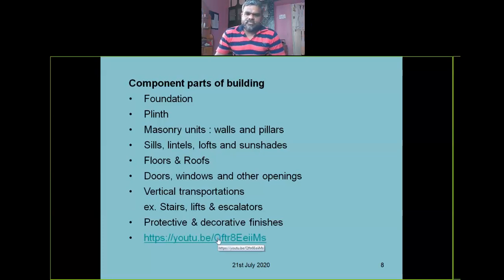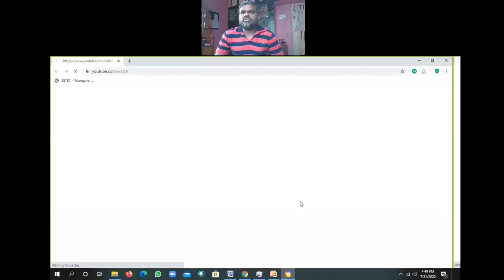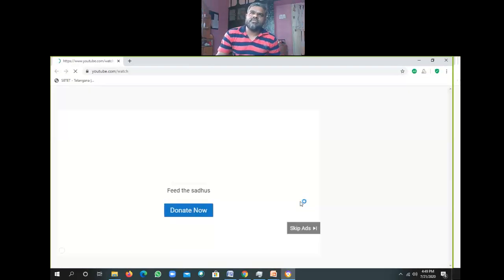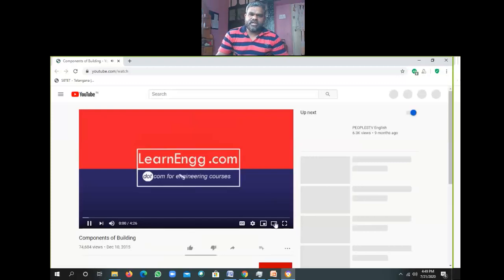So here we have to concentrate on the component parts of buildings and their functions, right? Everybody knows the component parts of a building, but as an engineer you should have more knowledge of the functions of each and every component. What is the importance of that function? If you say the foundation, plinth, columns, lintel, you have to get acquainted knowledge about this.